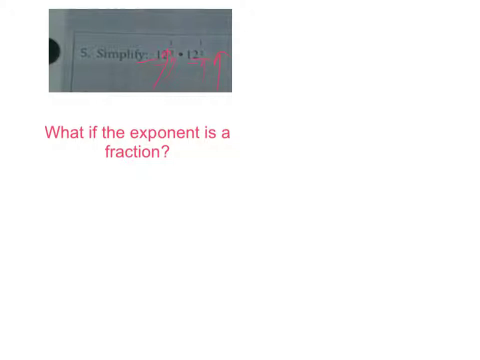So what do we do if we have a number that's being raised to a fractional exponent, like 12 raised to the 1/2 power? Well, we take the numerator and we stick it right next to that base number, and then we take the denominator, and if something is raised to the 1/2 power and the denominator is 2, that means that we're going to find the square root of this thing.